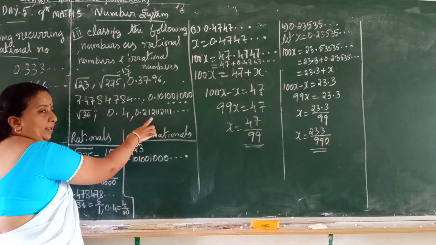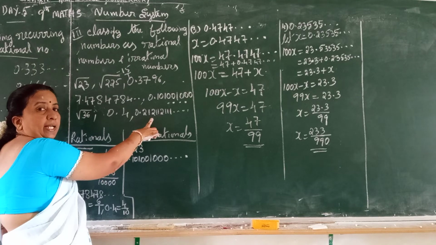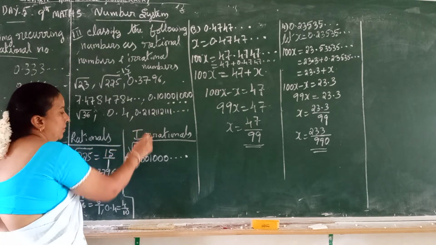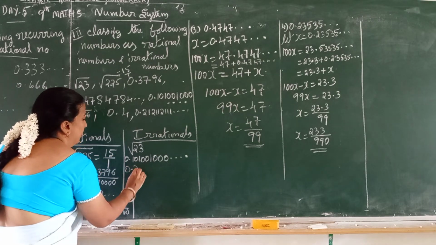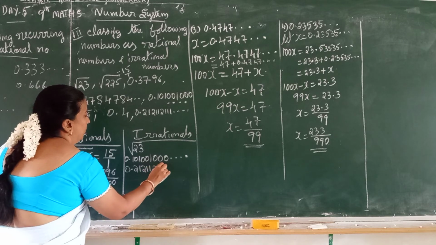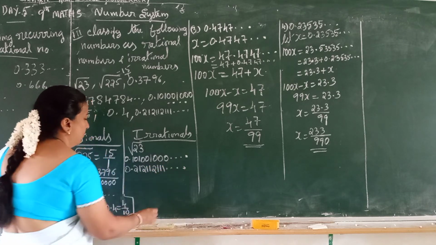Look at this. It is non-terminating and non-recurring. It is not coming in a regular pattern. Therefore, this is also an irrational number: 0.21, 211, 2311 and so on.